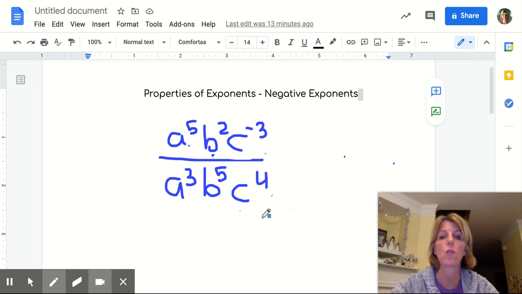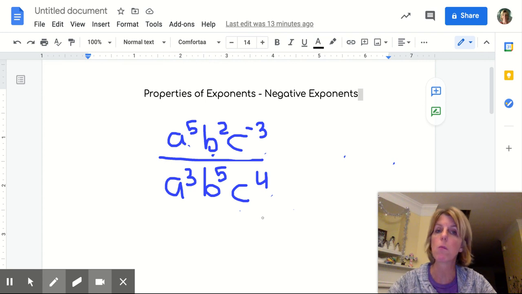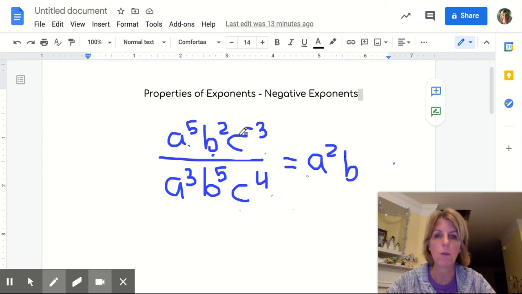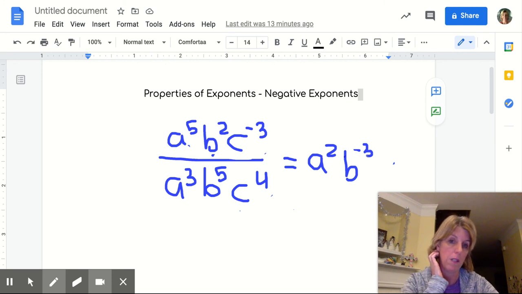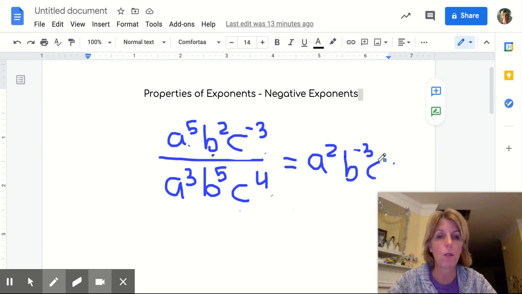Right? So let's do this. So this is division, right? So just like we did before, we're going to take one letter at a time. So if I just did the A's, the A would be 5 minus 3, right? Because when you divide, you subtract. So I'm going to subtract 5 minus 3, and I'm going to get A squared. Right? Now what about the B's? If I take the B's, when you divide, you subtract, it's 2 minus 5, and 2 minus 5 is going to be negative 3. This is what we did before, so this is not a new piece at all. Then we're going to add the new piece. Now the C's can be negative 3 minus 4, and it's going to be negative 7.